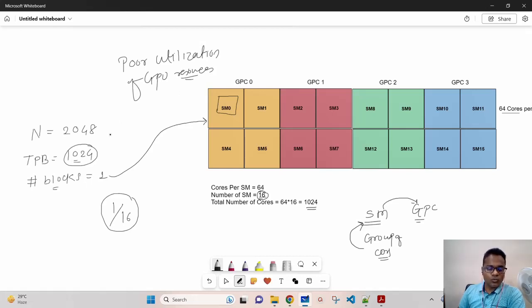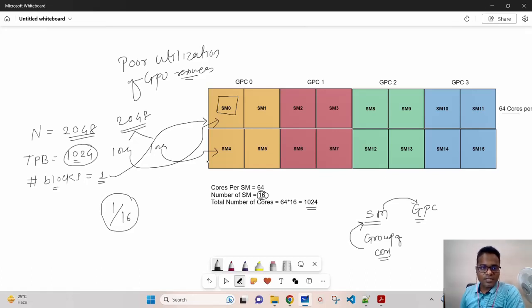So one way to overcome this problem is to launch multiple blocks. If I have 2048 elements in my array, rather than launching only one thread block which is going to perform more work, I'll have the number of threads equal to 2048. So I will create two blocks of 1024. Now one block will get scheduled on one streaming multiprocessor, and the next block will get scheduled on another streaming multiprocessor. This is a simple example that I tried to illustrate here.